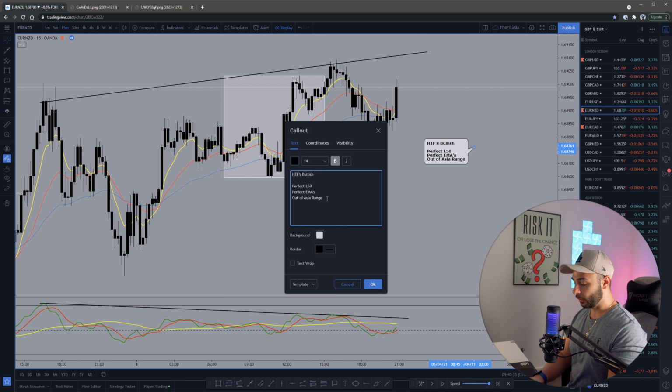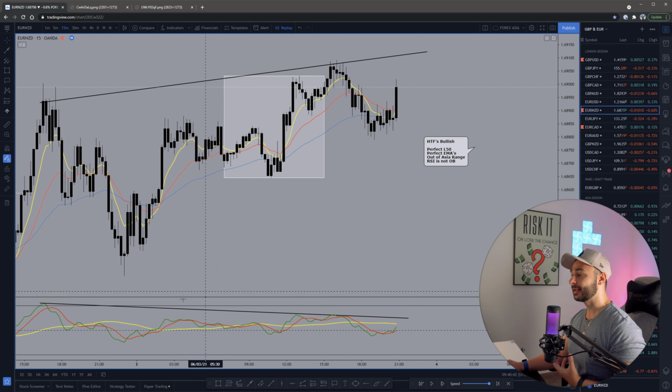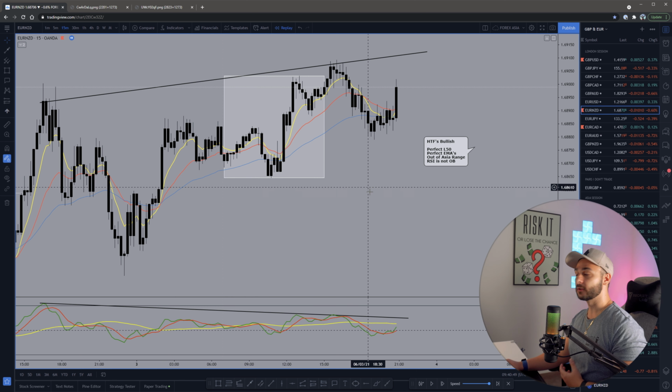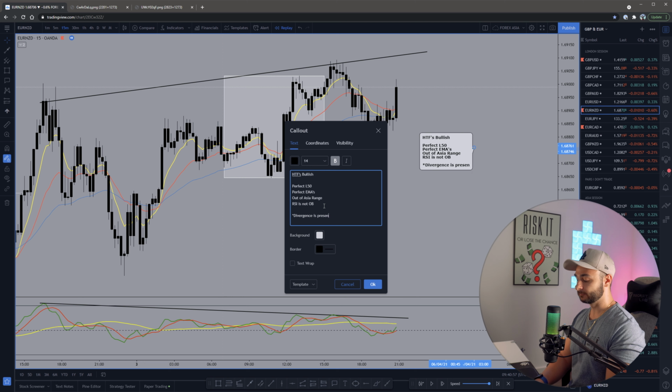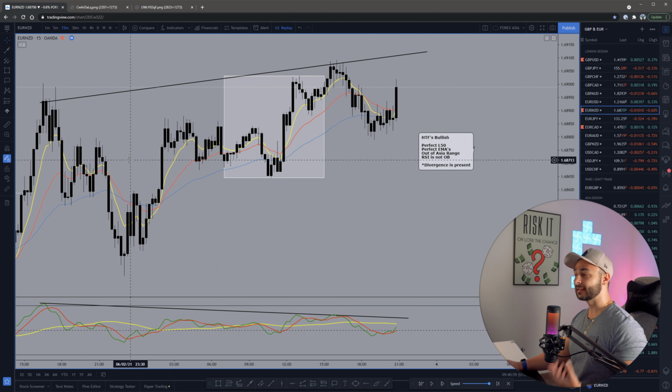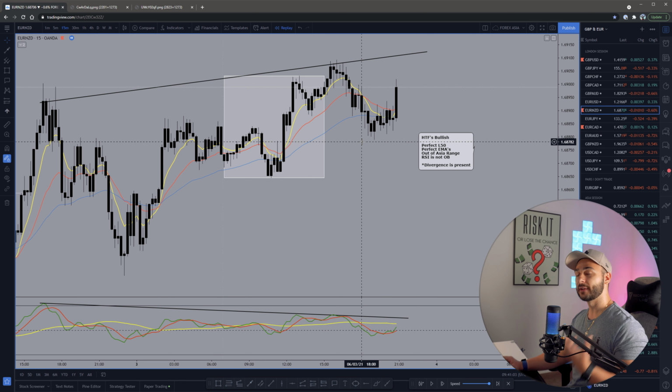we also have RSI is not overbought. I only look at the current day that is overbought. So yes, it is overbought over here, but since the new trading day, it is not overbought, so that is not a knock. And the only thing wrong with this setup is divergence is present, meaning we have active divergence in the market and price could react to that line.